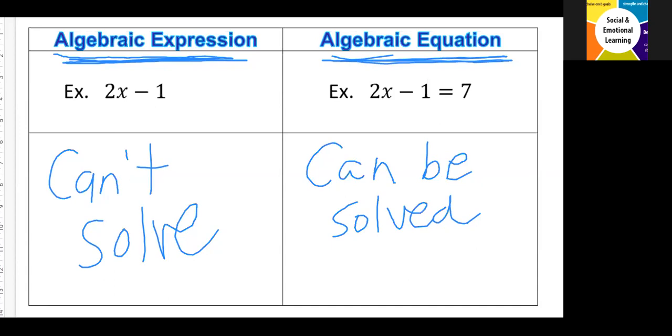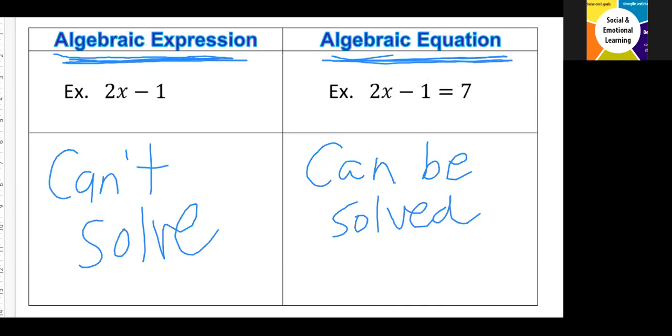So what does it mean to solve an algebraic equation? What does it mean, though? It means find the value of the letter or the variable. In this case, find the value of x. Find the value that will make the left side of the equation equal the right side of the equation.